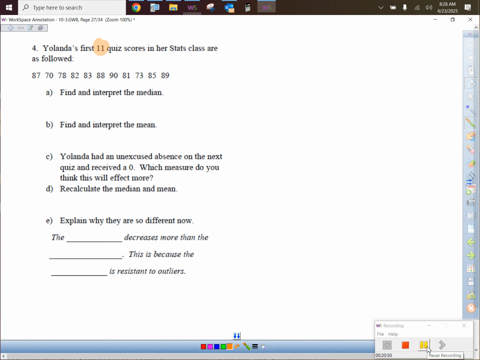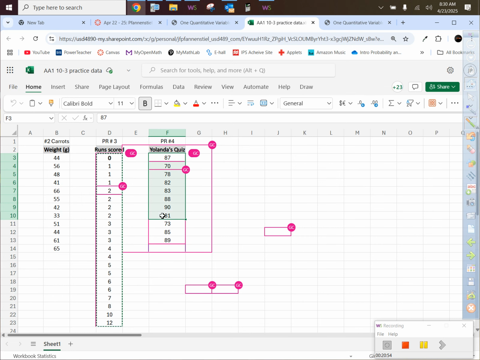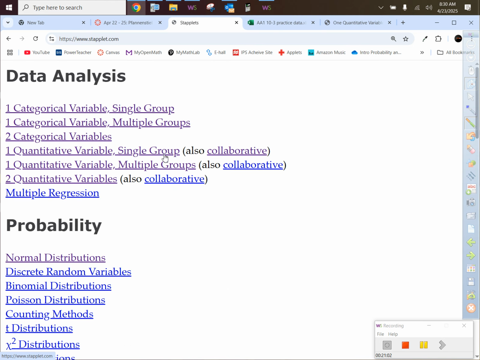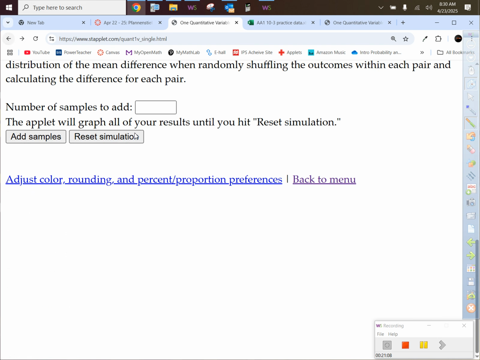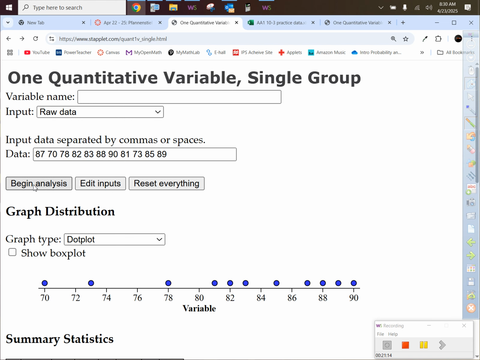So we'll go back and copy this for Yolanda's quiz scores. I'll go to my applet, scroll down to the bottom and go back to menu. Since you were still in the correct applet, you could have just deleted all this data and pasted the new data in. That would still work. The time to go back to the menu is when you're really changing, like when you're not doing one quantitative variable anymore.